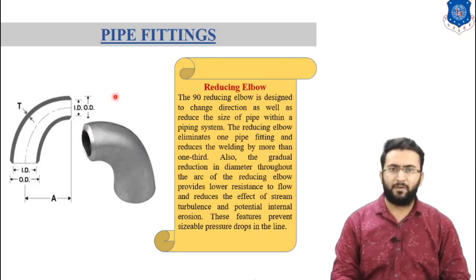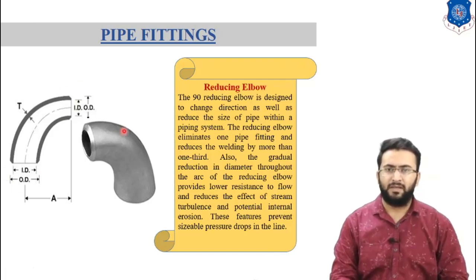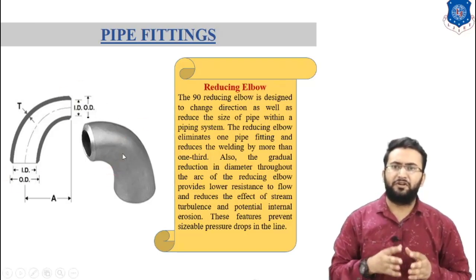So this is one type of reducing elbow. Let's consider this is the inlet and this is the outlet. So inlet diameter is greater than outlet diameter. So in reducing elbow, the diameters of both ends are different. So this is one real type of reducing elbow.